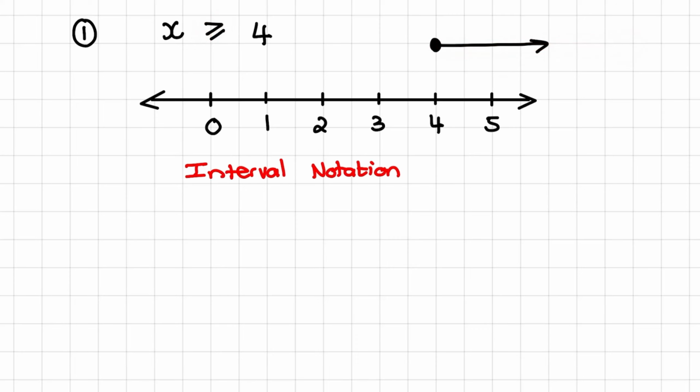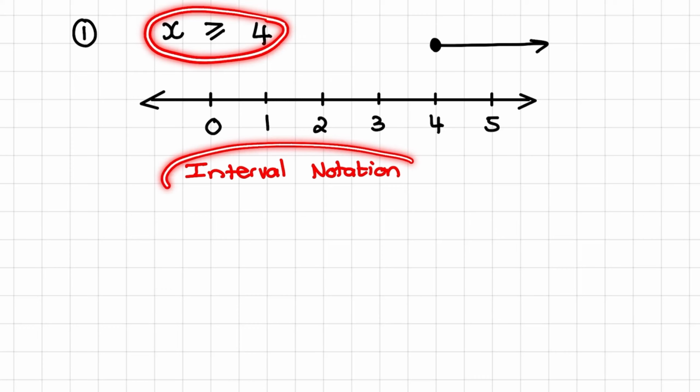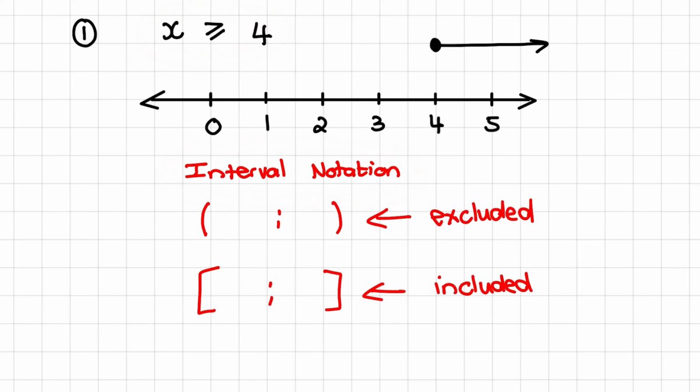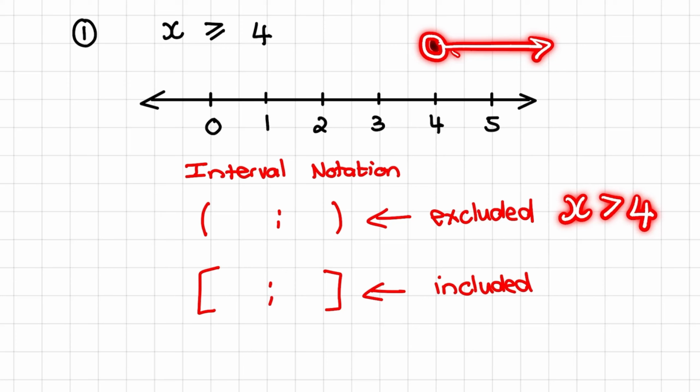And we can also express this inequality in interval notation. And interval notation consists of two types of brackets. The first are curved brackets, which shows excluded values, and the second are square brackets, which shows included values. Now what we mean by excluded and included is the following. If I said x is bigger than 4, that means that x is to the right of 4, but we do not consider 4 as an option. It means it must be bigger than 4.